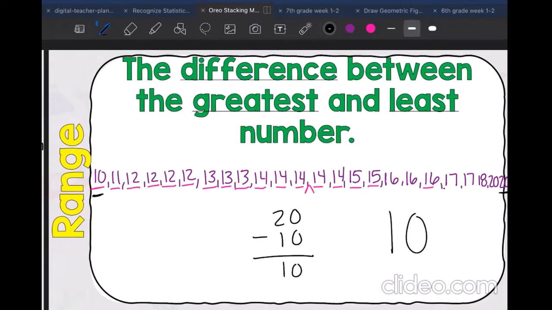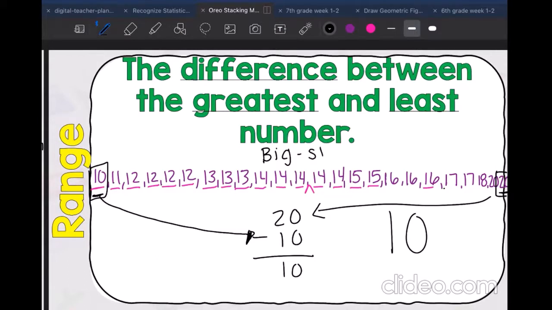I did the biggest number, 20, and I subtract the smallest number from it. So big minus small. Big minus small. That's all you have to do to get the range. Big minus small equals range.